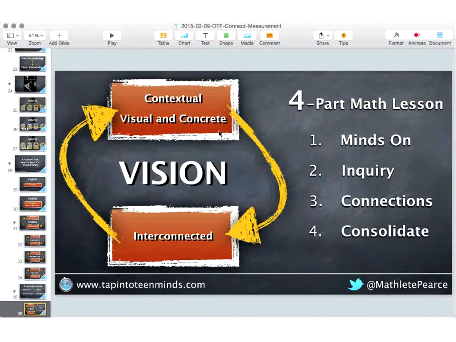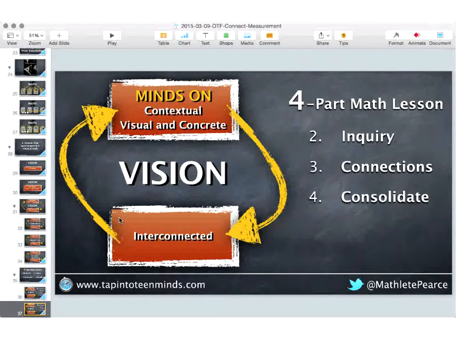Now, when we take that vision and we look at the 4-part math lesson, I think we can actually put these 2 things together in order to make more of a connected cycle for learning new math concepts. So doing that now, what I feel is that contextual, visual, and concrete phase is an excellent opportunity during the minds-on to set the stage.